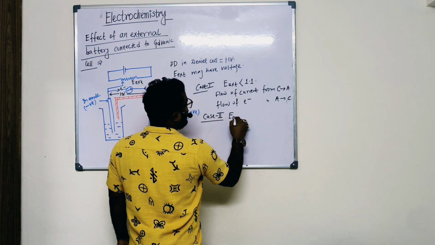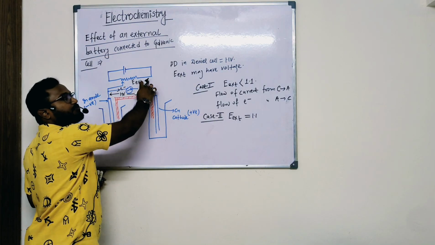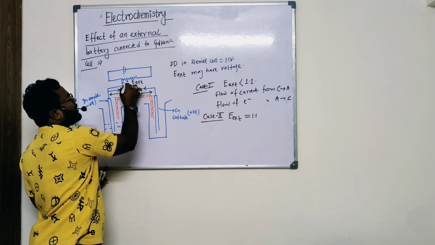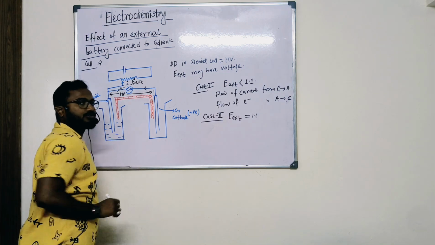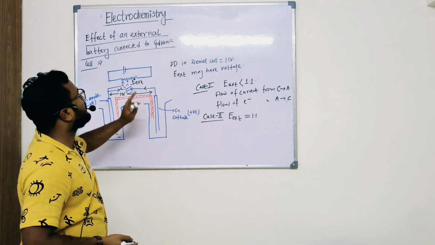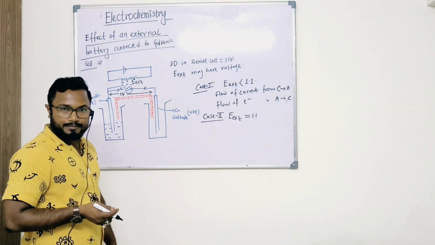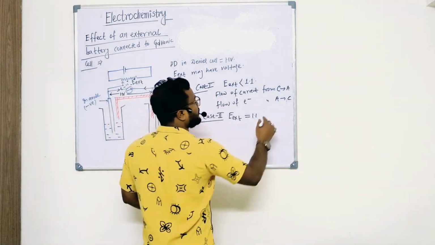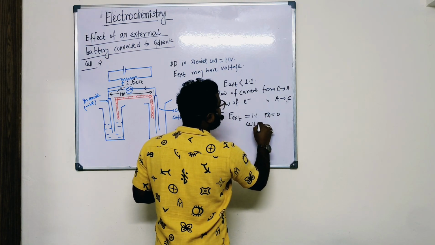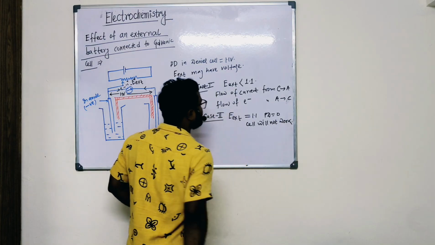Let's take case 2. If we consider E external equal to 1.1, then there is no difference between the external battery and this cell. We are changing this, the rheostat, with respect to time. So what will happen now? If it is equal to 1.1, meaning it is at the midpoint, then what is going to happen? There is no potential difference. Potential difference is 0. So in this case, the cell will not work. Here there is no work for the cell.